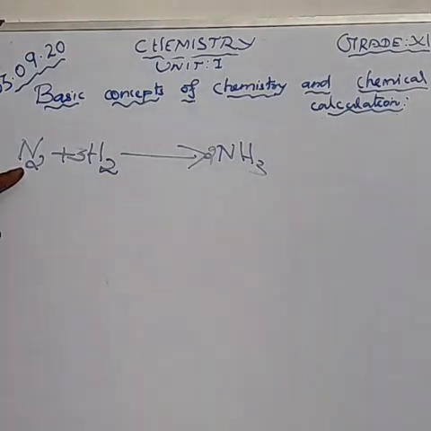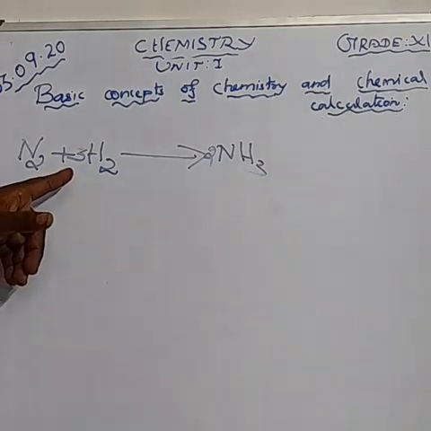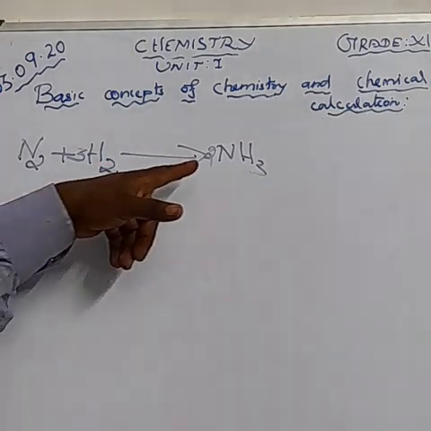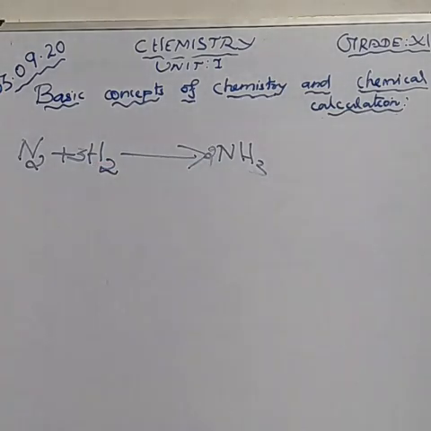One mole of nitrogen combines with 3 moles of hydrogen to give 2 moles of ammonia. As per the stoichiometric equation, to produce 2 moles of ammonia, 3 moles of hydrogen are required. To produce 10 moles of ammonia, how much hydrogen is needed?